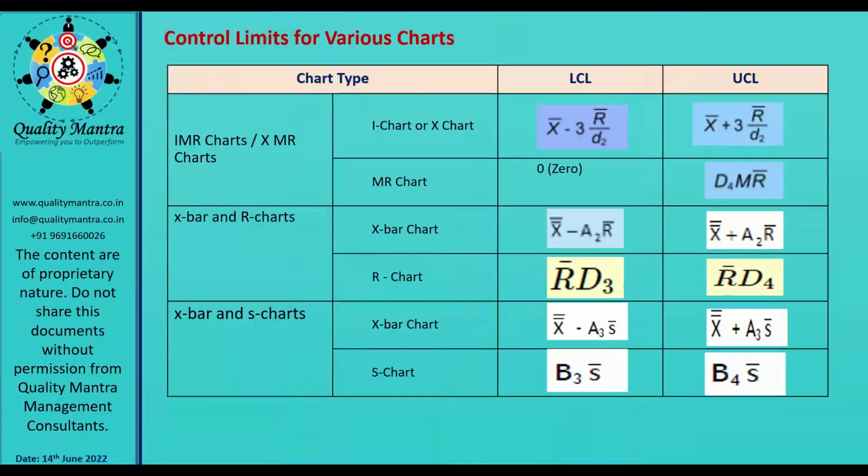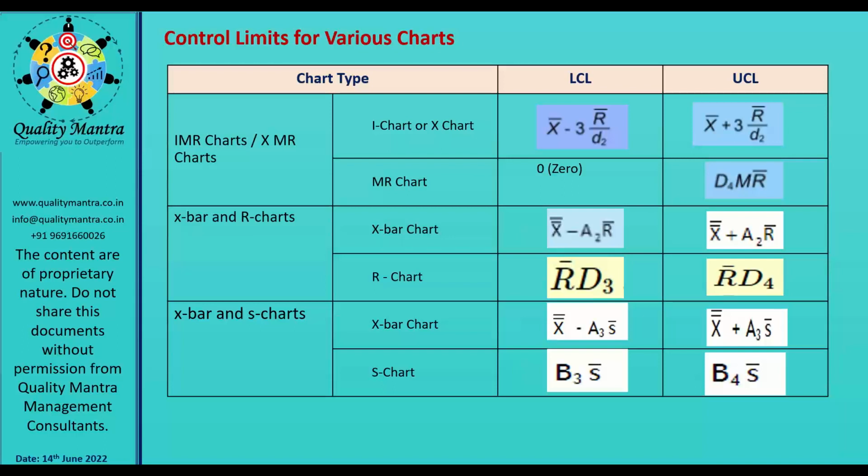So there are basically the formulas. Today we are going to see the X chart, or you can say I chart, individual chart, and MR chart, moving range chart. How to make this IMR chart, we will show you. The formula, please note down somewhere. To calculate the LCL, the formula is X bar. What does X bar mean? X bar is the average.